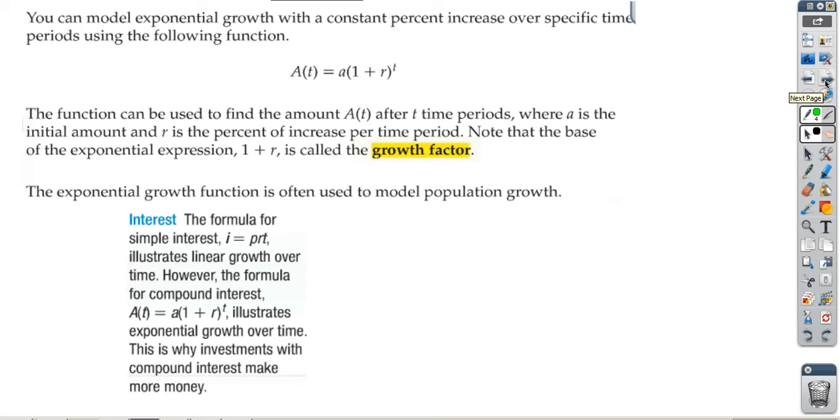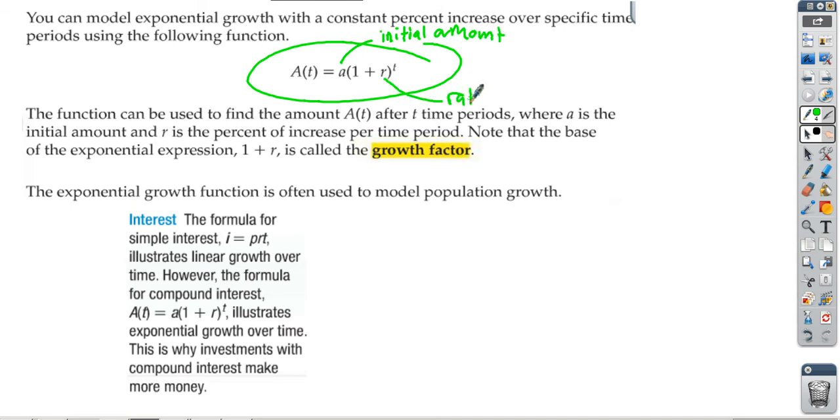That function right there is related to the compound interest function. So what all this stuff means: this means the initial amount. For example, with money, it would be what you're investing. This represents the rate of growth, and t represents time. And then this number right here is called the growth factor, because if r is bigger than zero, it basically tells you how much money you're going to make.